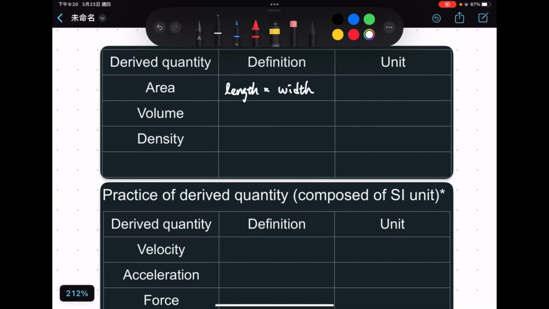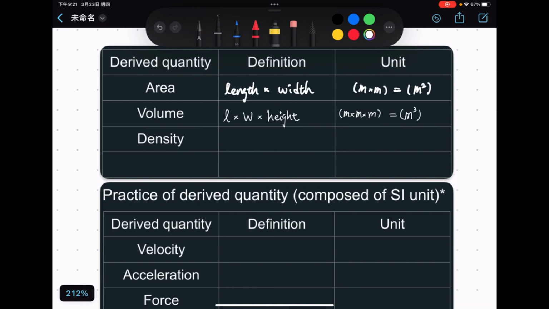So the unit of length and width is all meter. So the unit of area is meter times meter, so it's equal to meter square here. And the volume is the length times width times height. So I think those units are all meter, so the unit will be cubic meter. Or you can just say meter cubic.